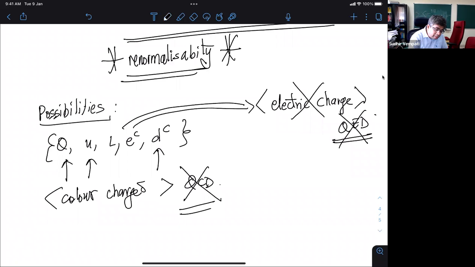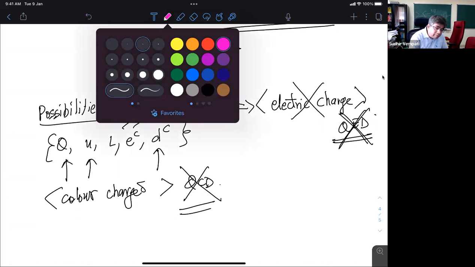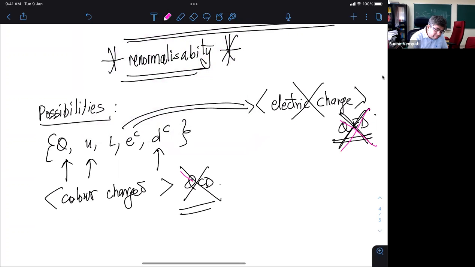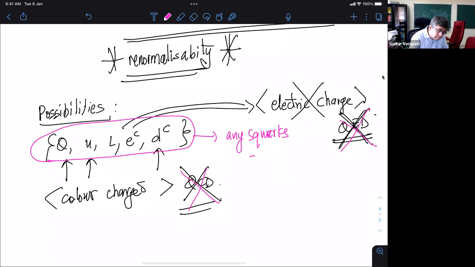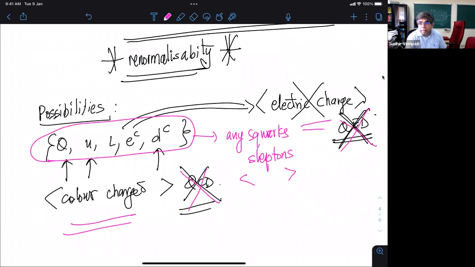So that's the reason you don't want to give masses to, for example, Q, U, any of these quarks or leptons. Vacuum expectation values will always lead to breaking of these color charges or electric charges. Now, there is one exception. What about neutrinos?